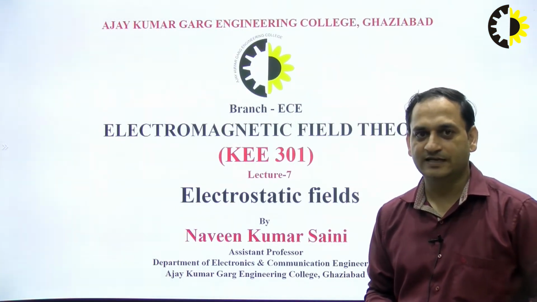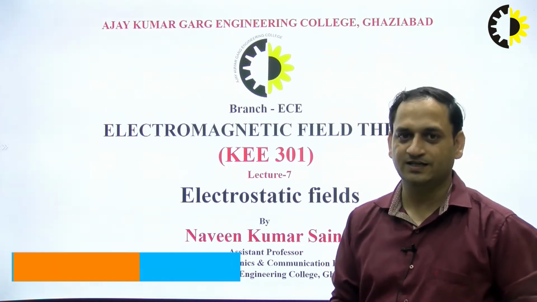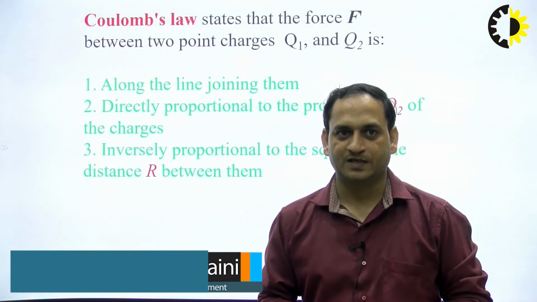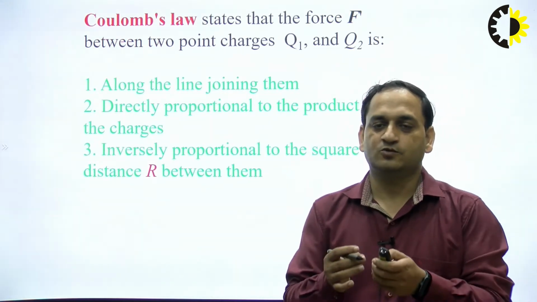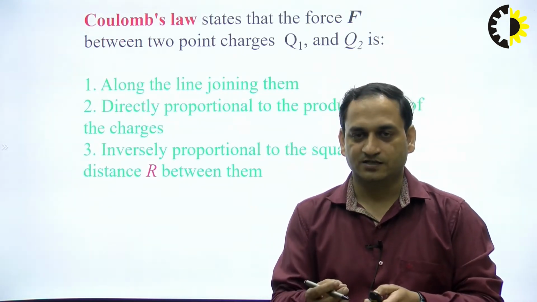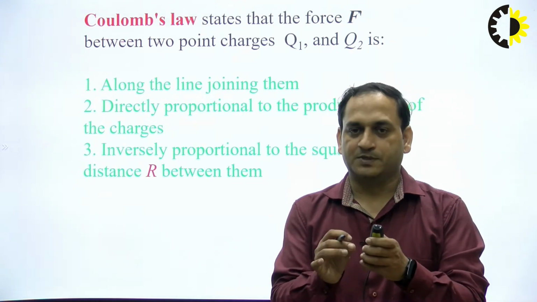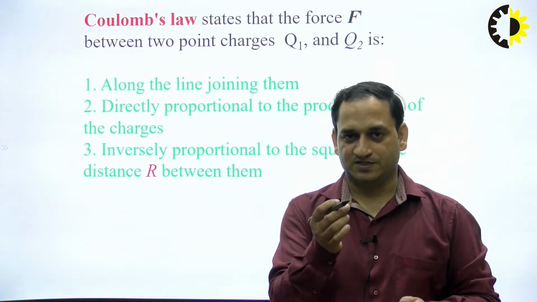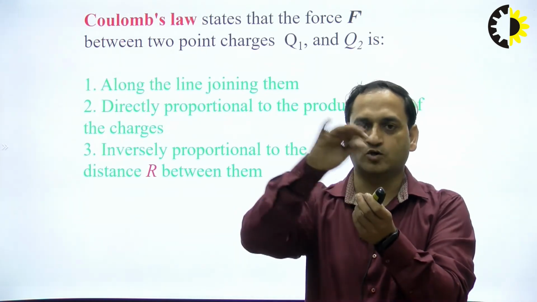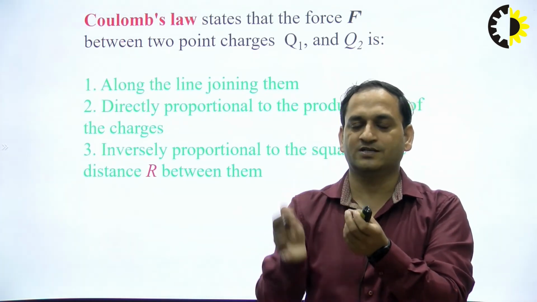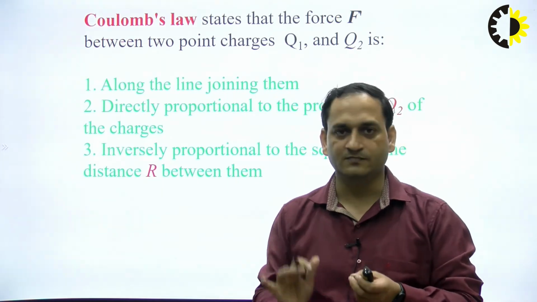In the course Electromagnetic Field Theory, code KE301, in lecture 7, today we are going to start Unit 2, electrostatic fields. When we talk about the electrostatic field, the first point which comes into our mind is charge, right? The basic concept about charge is that when a charge is present in some space, there is some aura of that charge, and we call that aura the electric field, right?